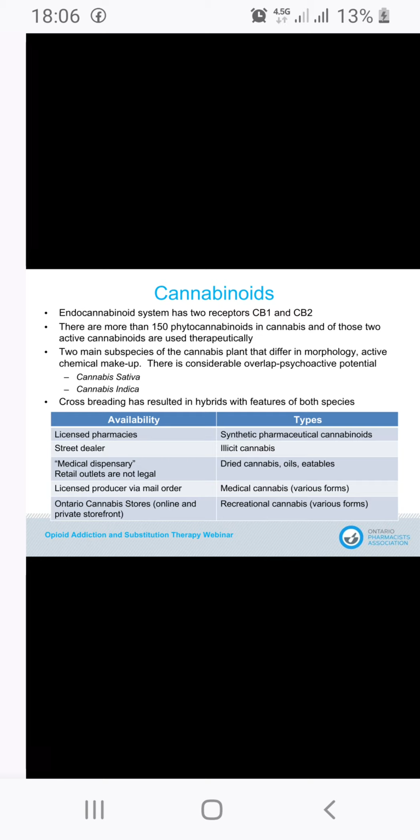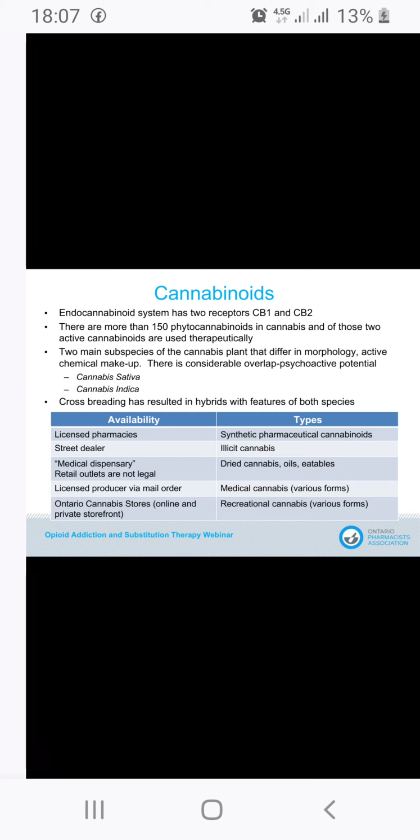Street dealers and medicinal dispensaries, you can see I put in quotation marks, are areas where you would get illicit cannabis or cannabis that is not legal or controlled. So those are areas that we do not recommend patients obtain cannabinoids from, just with regards to safety and quality control.